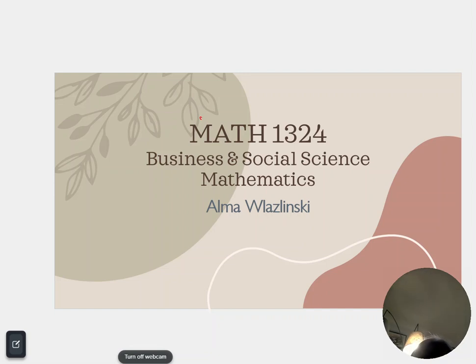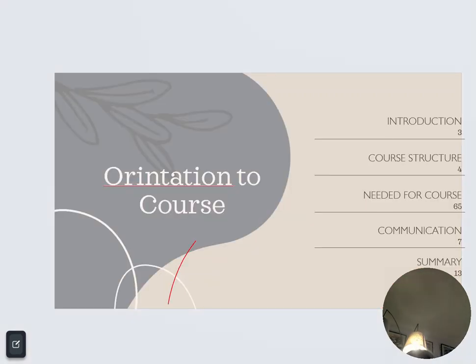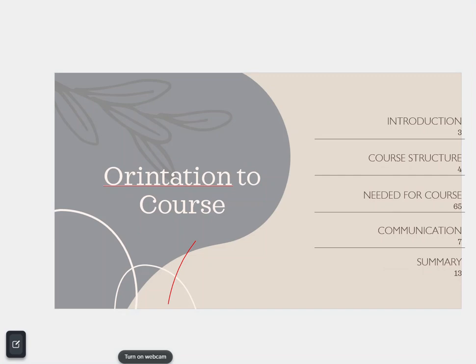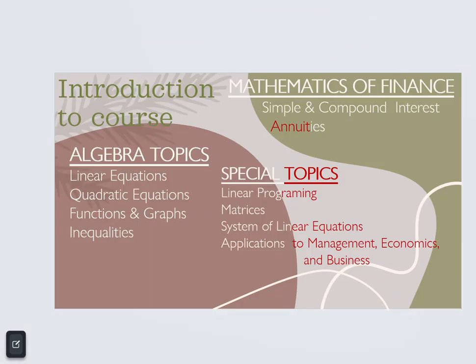This is Business Eco 1, followed by Business Eco 2, which covers the calculus aspect. I prepare you for that course. All right, so what is this? This is our orientation to the course, and I plan on giving you information on the introduction to the course, structure, what you need for the course, and how to communicate with me. So let's begin with the introduction to the course.